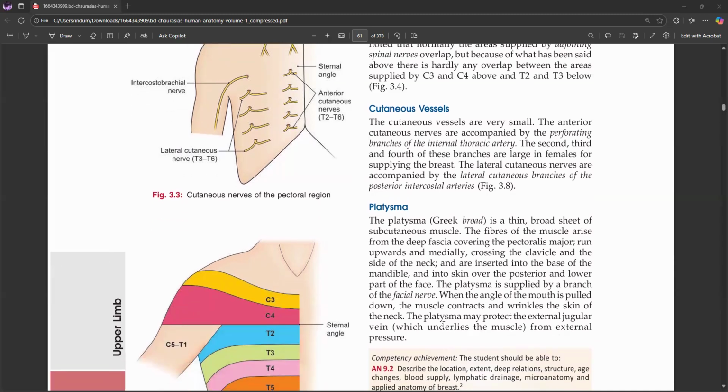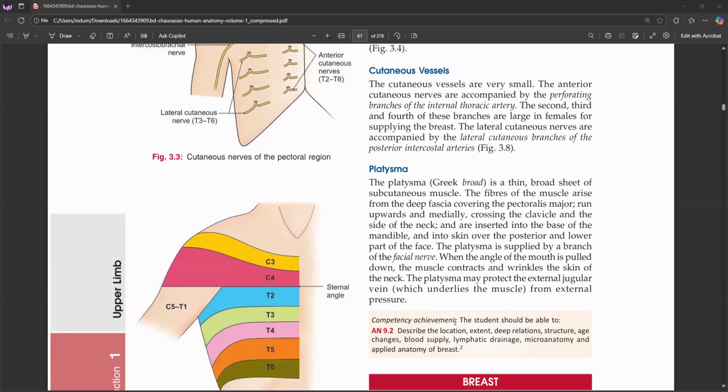Cutaneous vessels. The cutaneous vessels are very small. The anterior cutaneous nerves are accompanied by the perforating branches of the internal thoracic artery. The second, third, and fourth of these branches are large in females for supplying the breast. The lateral cutaneous nerves are accompanied by the lateral cutaneous branches of the posterior intercostal arteries. Figure 3.8.